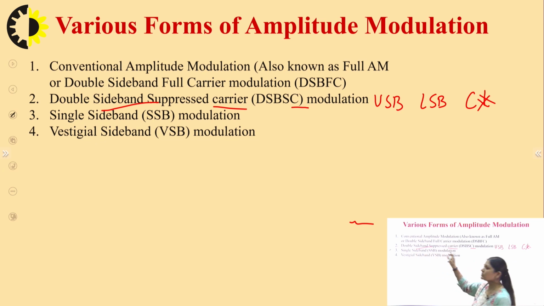Single sideband modulation. In single sideband modulation, only one sideband will be transmitted. That can be upper sideband or that can be lower sideband. Now the fourth one is the vestigial sideband. When we are sending a single sideband, there is a possibility that some of the signal can be lost. So in that case we are using vestigial sideband, in which we will be sending some part of the upper sideband along with lower sideband. That is generally used for picture transmission, that is called vestigial sideband modulation.